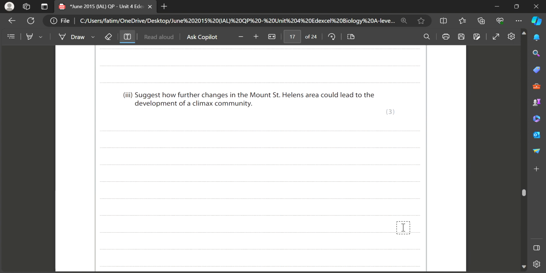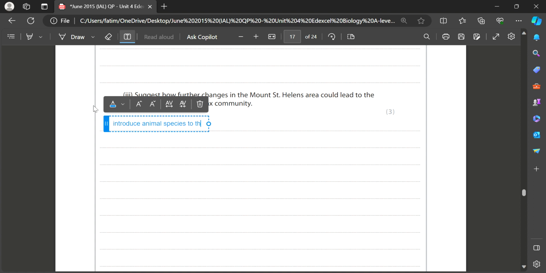There we are. Suggest how, okay, we already got a climax community question. Suggest how further changes in the mountain tolerance area could lead to development of a climax community. So they already had one before. What are the further changes that could be? They could increase the number of animals there, because plants bring in, but animals can't just randomly come up, so they can introduce animal species to the area.